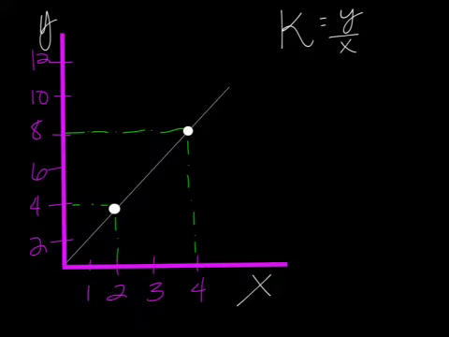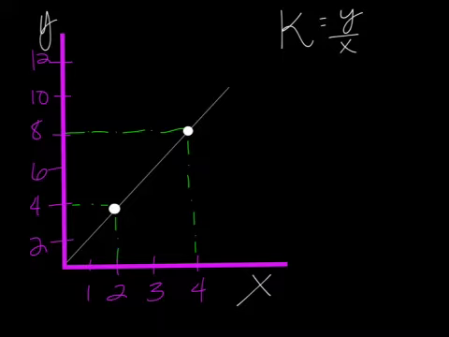Now, in order to find my y over my x, I have to first figure out what my y value is and what my x value is. So notice I drew these little green lines right here and right here, and they match to a point on the axis.